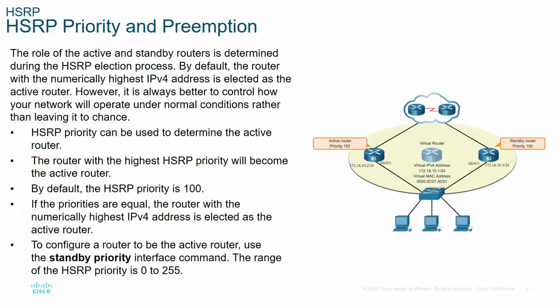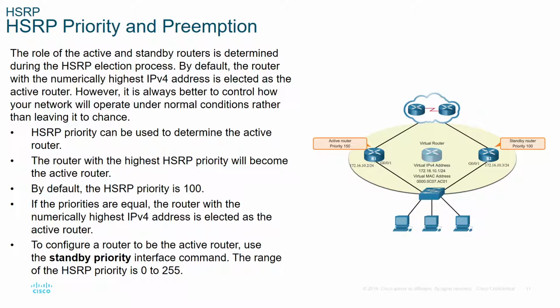HSRP priority and preemption. The role of the active and standby routers is determined during the HSRP election process. By default, the router with the numerically highest IP version 4 address is elected as the active router. However, it is always better to control how your network will operate under normal conditions rather than leaving it to chance. HSRP priority can be used to determine the active router.